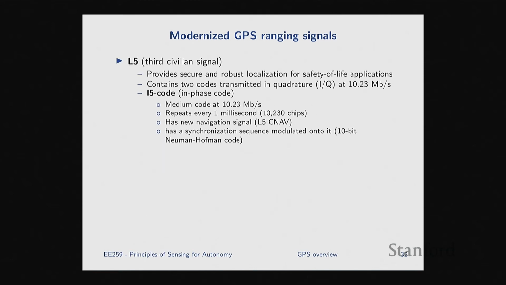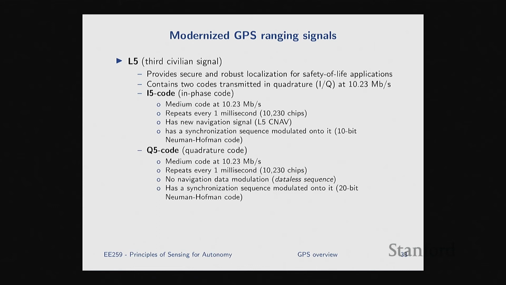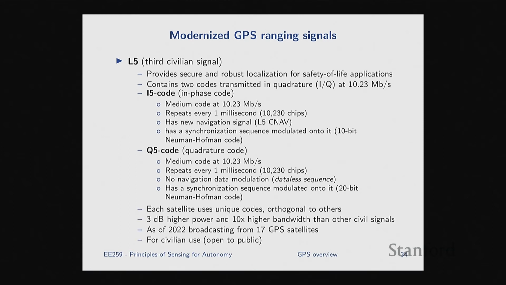Okay, then there's a third civilian signal called L5. Same story again. It's two different codes transmitted on the in-phase and quadrature components of the L5 carrier. These are also at 10.23 megabits per second, 1 millisecond long, like the CA code. And there is some synchronization sequence also added to them to help the receiver more easily synchronize their times to the GPS. These also have 10x more bandwidth, 3 dB higher power, and as of last year, this was broadcast from 17 GPS satellites.